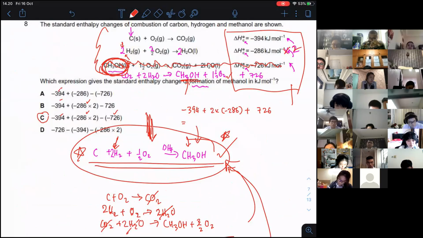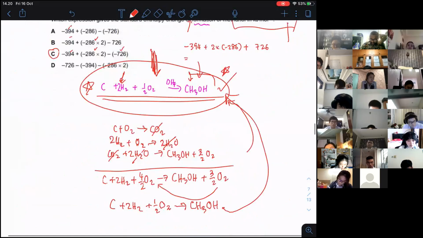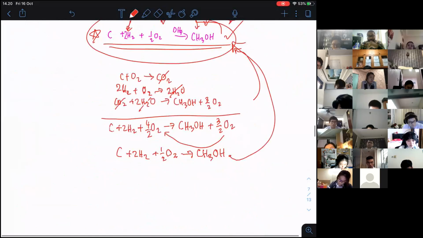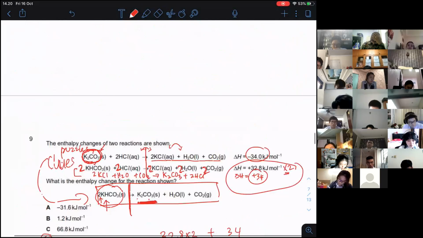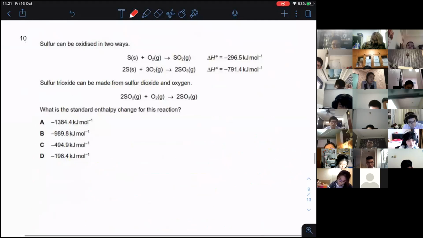Yeah. So this is the technique for playing around or rearranging the equation. So let's move on. Question number 10. Let's see whether you guys can get it or not.